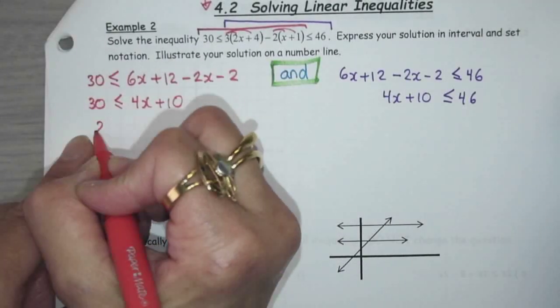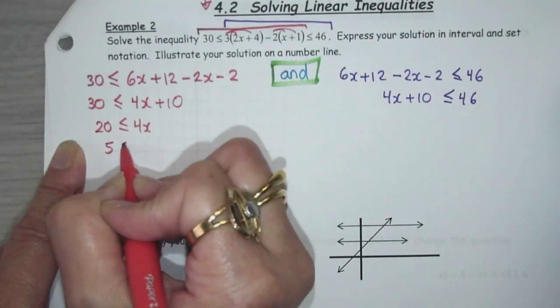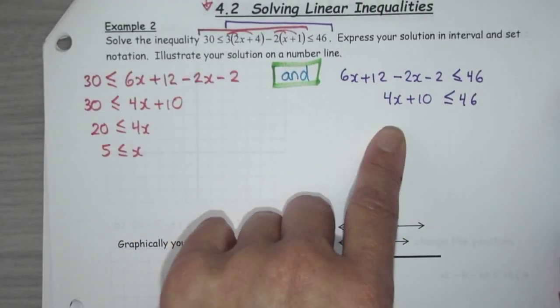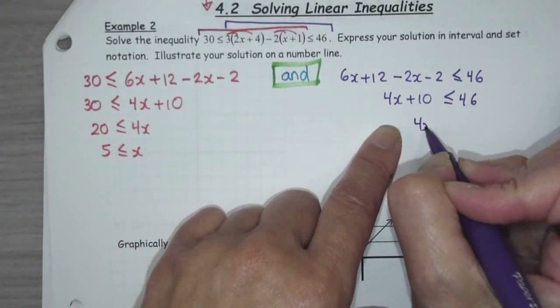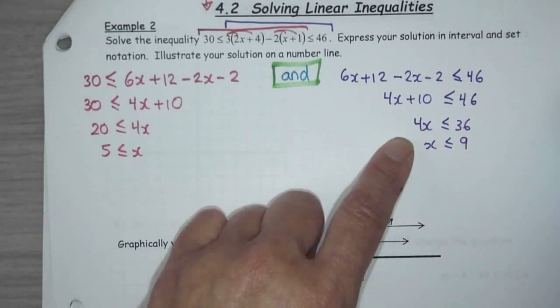So here, this will be 20 is less than 4x, and this will be divide both sides by 4, so 5. Okay, here I've got 4x is less than or equal to 36, so x is less than or equal to 9.